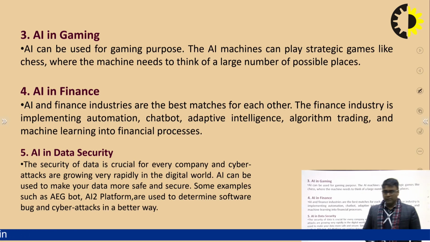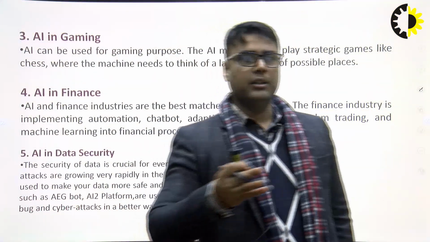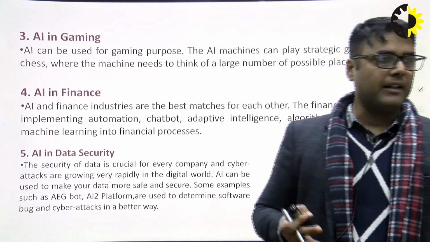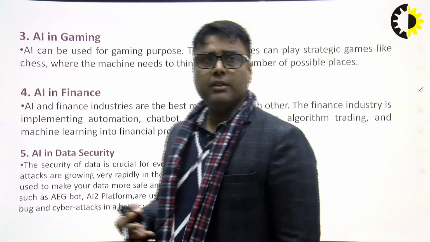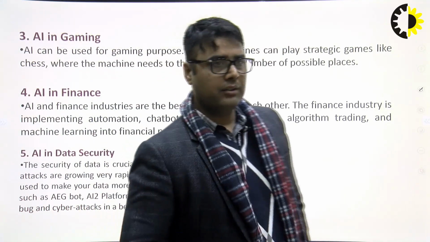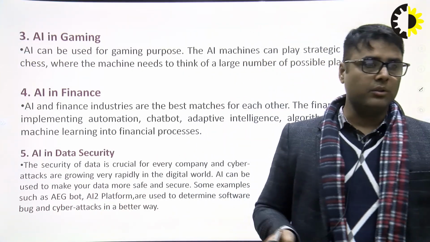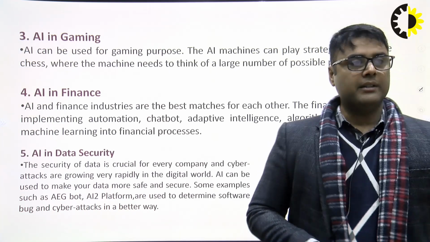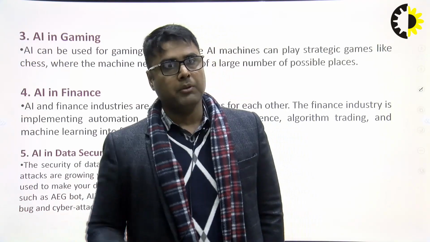AI in data security. Data security is crucial. Every company's security is at risk, and cyber attacks are growing very rapidly in the digital world. Day by day, cyber attacks increase, so AI basically protects against these problems. AI can be used to make your data safer and more secure. Some examples, such as the AEG bot and the AI2 platform, are used to determine software bugs and cyber attacks in a better way. So among these 5 applications, the most major application is the purpose of your university.